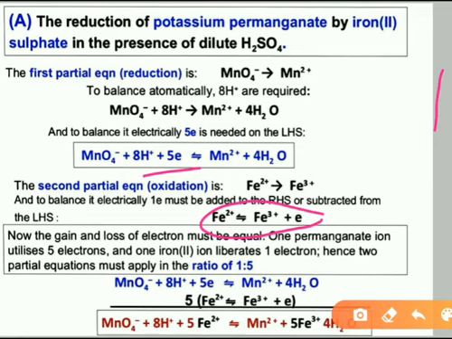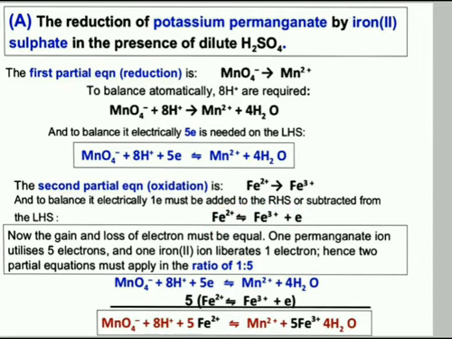Then we take the second partial equation. Potassium permanganate needs 5 electrons to become Mn2 plus, and 1 Fe2 plus gives 1 electron only, so we are taking here 5 Fe2 plus, which gives 5 electrons. Here the balanced equation is given, with the left hand side and the right hand side. MnO4 minus plus 8H plus plus 5 Fe2 plus gives Mn2 plus plus 5 Fe3 plus plus 4 water molecules.